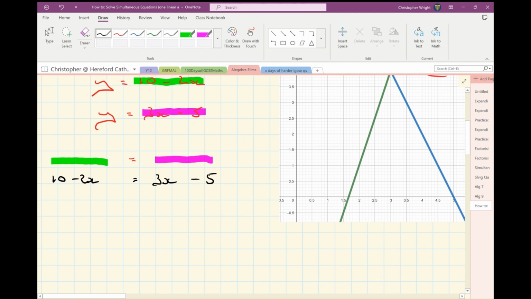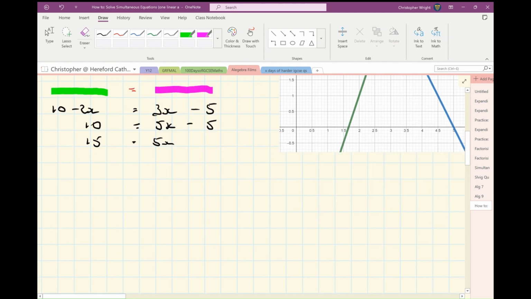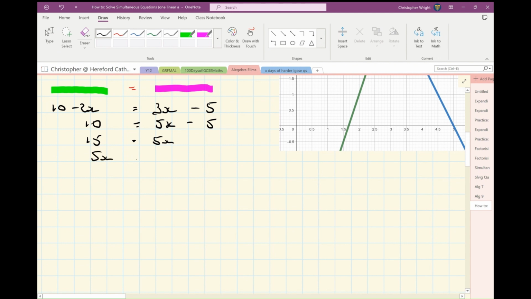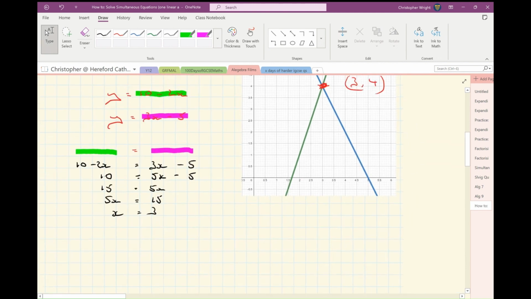And now I've got an equation which just has x's in it that I can solve in the usual way. I'm going to start by adding 2x to both sides. And now I'm going to add 5 to both sides. So now I've got 5x equals 15. Turn it around and divide both sides by 5. So x is 3.